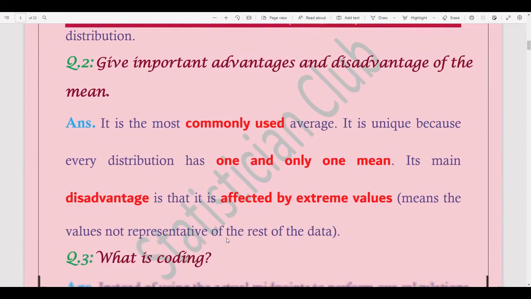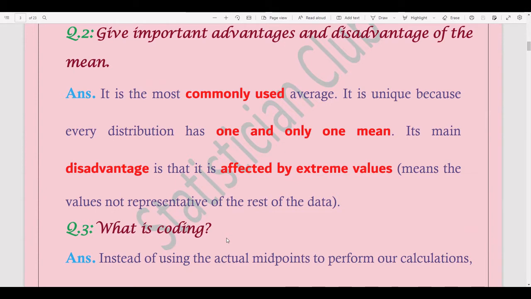Question number 2. Give important advantages and disadvantages of mean. Number 1, it is most commonly used. Number 2, it is unique because every distribution has one and only one mean. Its main disadvantage is that it is affected by extreme values. Extreme values means the values are not representative of the rest of the data.